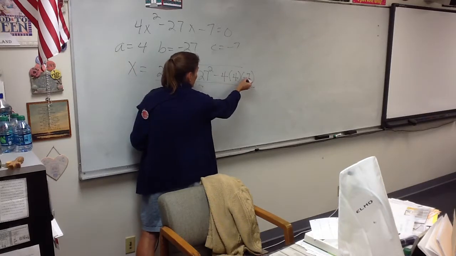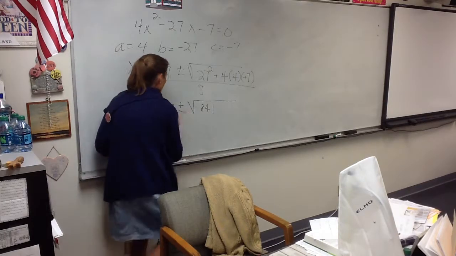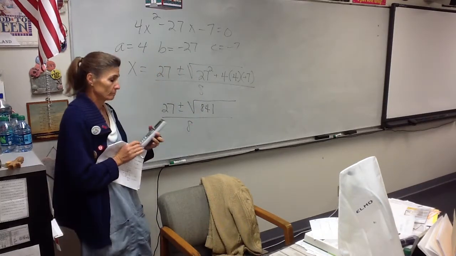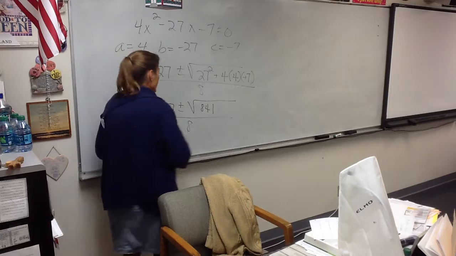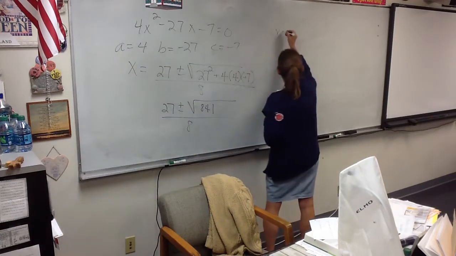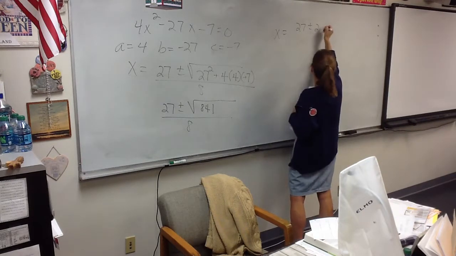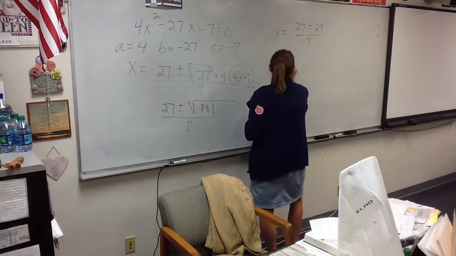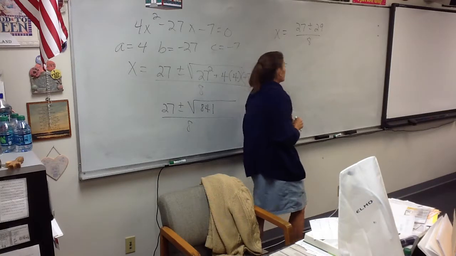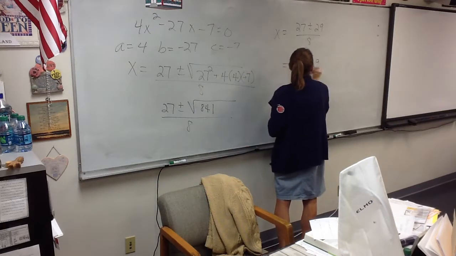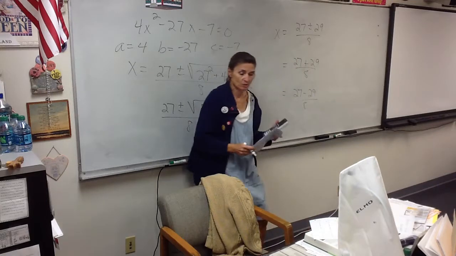Now be careful, what's going to happen to these two negatives? They're going to cancel, right? Yep. So I got 841 underneath my radical. Guess what? The square root of 841 is a number. It's always a number, but it's a nice number, right? It's 29. So now I can do my two answers, and I'm not going to have radicals or weird things, which I sometimes have, but not this time. 27 plus 29 over 8 is one answer, and 27 minus 29 over 8 is the other answer.